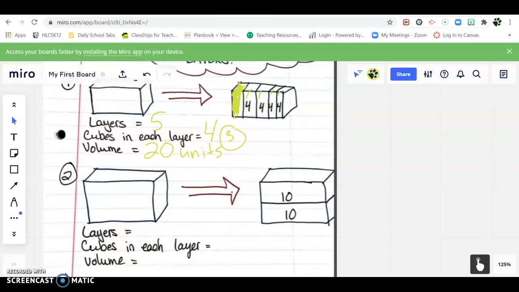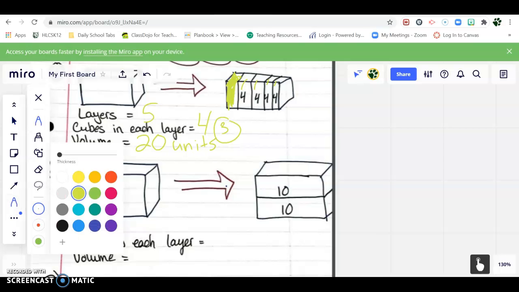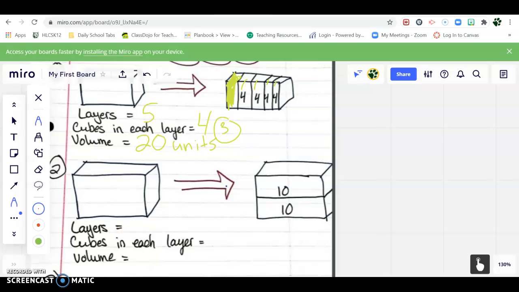All right, looking at our next one here. Just because our layers are vertical in this shape, it doesn't mean that's the only way to identify the layers of a rectangular prism. We can look at the layers horizontally as well. So if I look at this cube and I expand it out over here, and I look at how many layers there are, well, I have 1 layer here and I have 1 layer here. So I have a total of 2 layers.